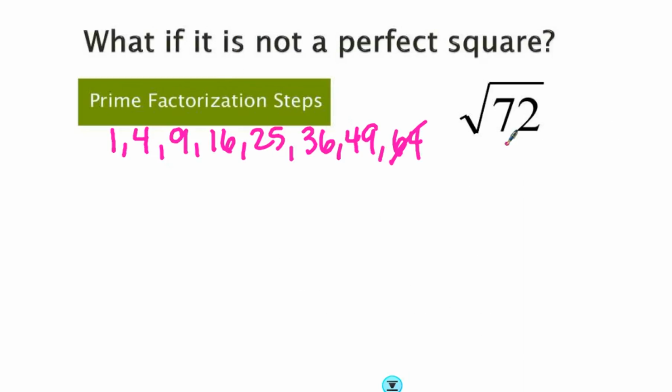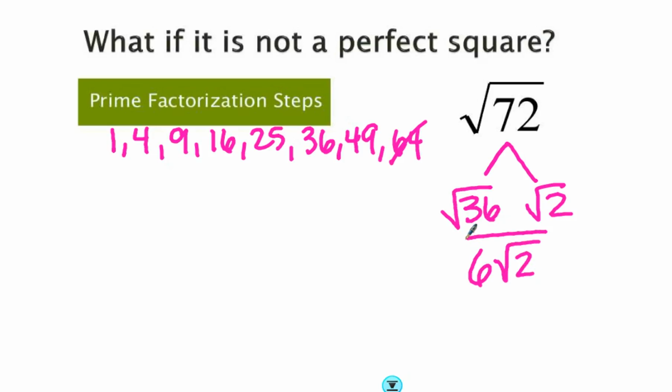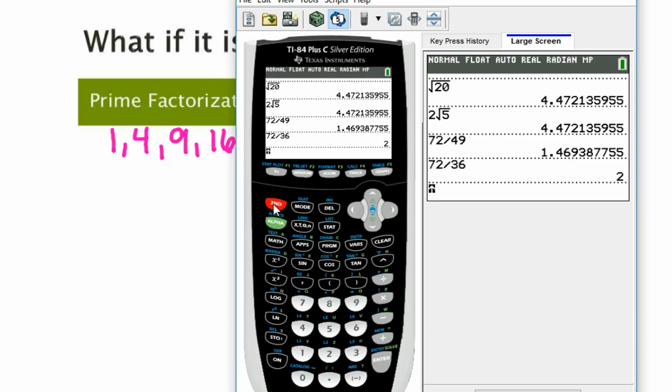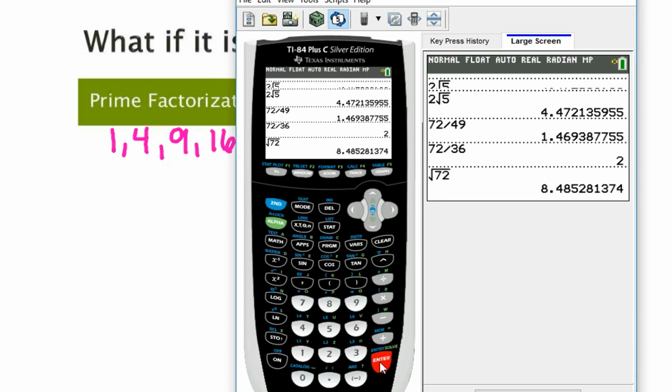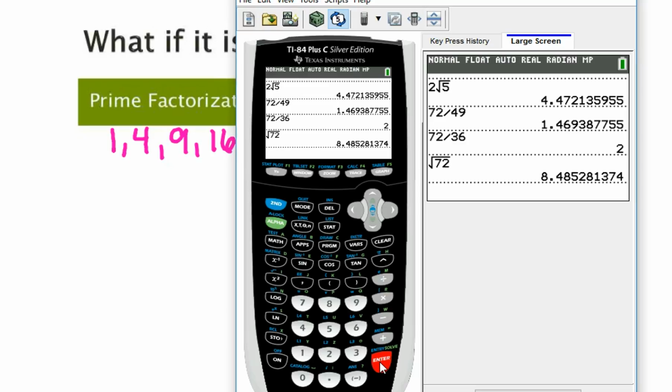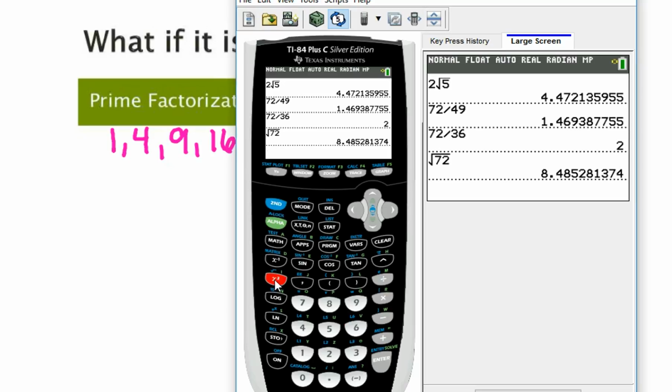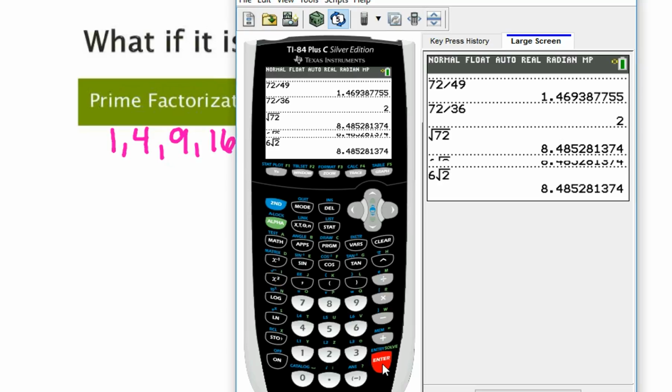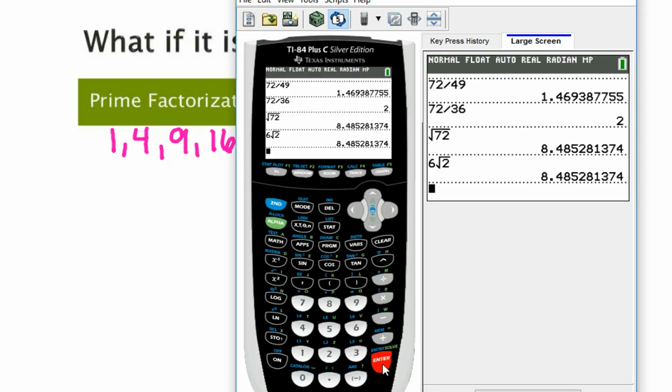So I'm going to use my factor tree. So I have the square root of 36 times the square root of 2. But I know that the square root of 36 simplifies a step further because the square root of 36 is 6. So I'm left with 6 times the square root of 2. Pull up my calculator to double check. So the square root of 72 versus the answer that I got, which was 6 times the square root of 2. And again, these two things should be equal, in which case they are.